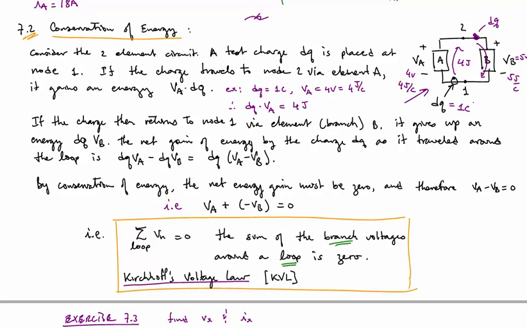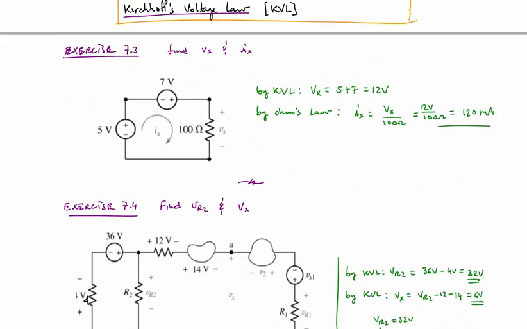KVL is very analogous to when you do free body diagram mechanics, static problems where you're looking at all the forces on some body and you sum all those forces to 0. It's very analogous to that. Let's look in closing at 2 examples.